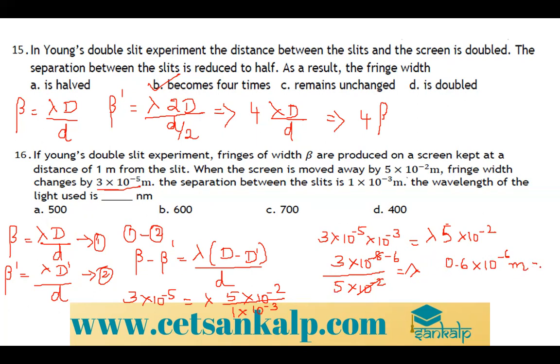So if I want that in nanometer, I'm going to shift 1, 2, 3. So it is 600 nanometer. Decimal shift madidre you'll get 10 to the power minus 9. It's nothing but 600 nanometer. So option B is the right answer. Okay. So I hope you are clear with this. Right.